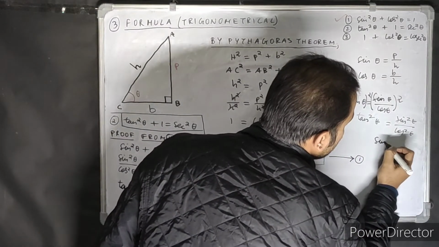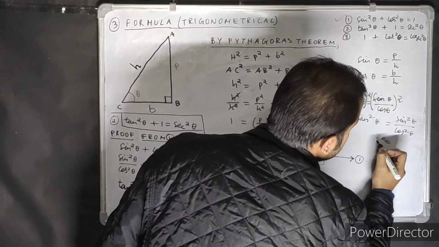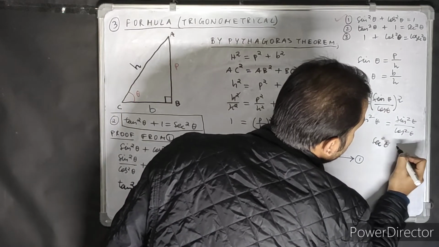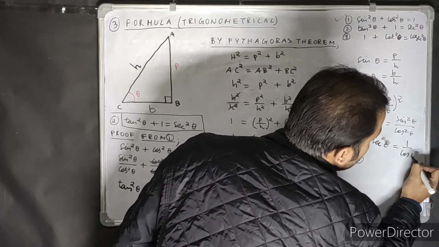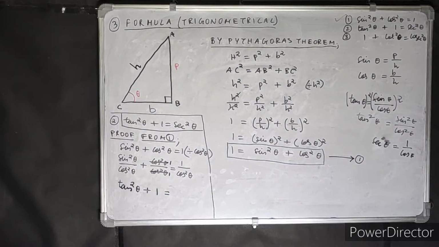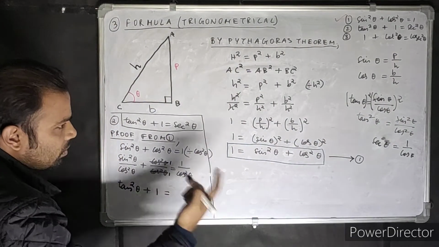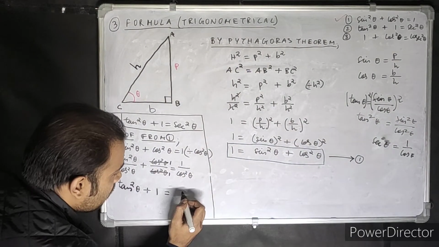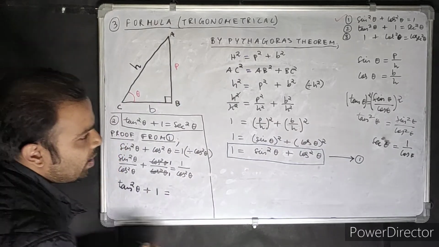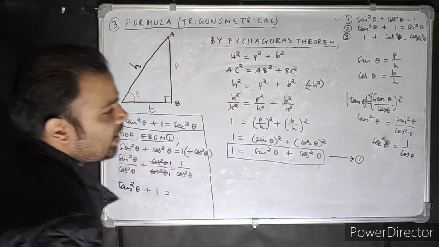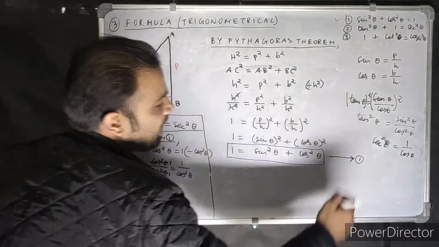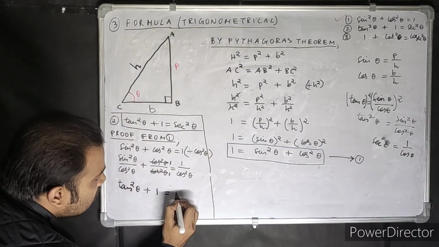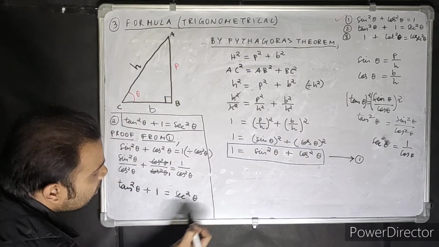See, I have written this: sec theta is equal to 1 by cos theta. Check it out. Just go back and see. So what is 1 by cos square? Of course, if I square this, then I have to square that also. So that becomes 1 by cos square theta. So this becomes sec square theta.